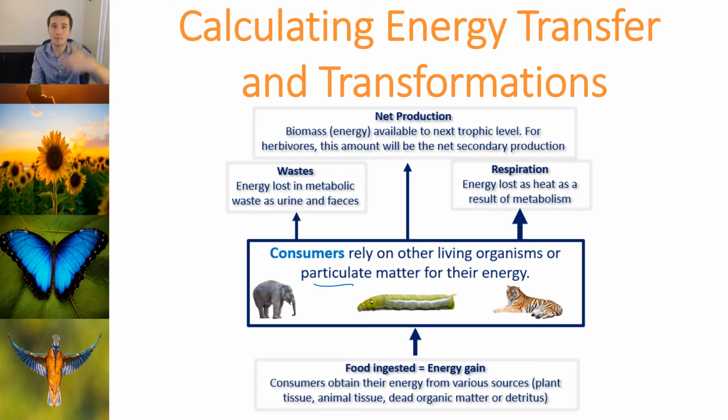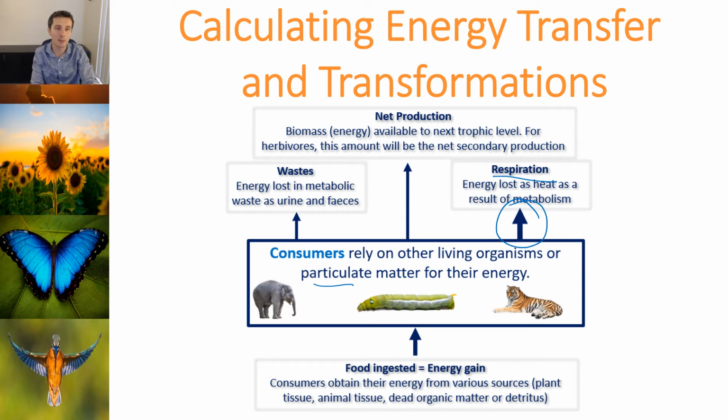Consumers eat food. Then they are going to lose some of that energy as respiration. And most of that energy compared to waste is going to be lost as respiration. The greater amount of energy, as you can see represented by these arrows, is lost as respiration as a result of metabolism. They will also lose some energy in metabolic waste such as urine and feces. So not all of that food that they consume is going to therefore be used as energy that can be passed on to the next trophic level.